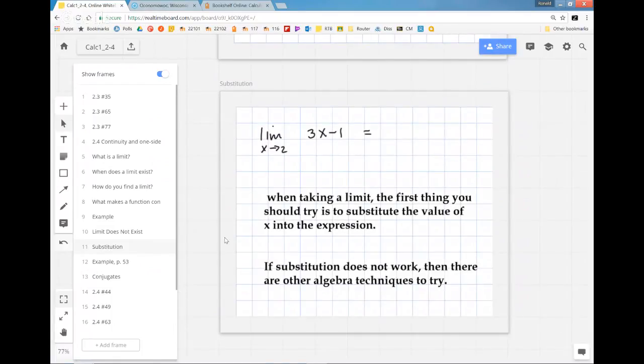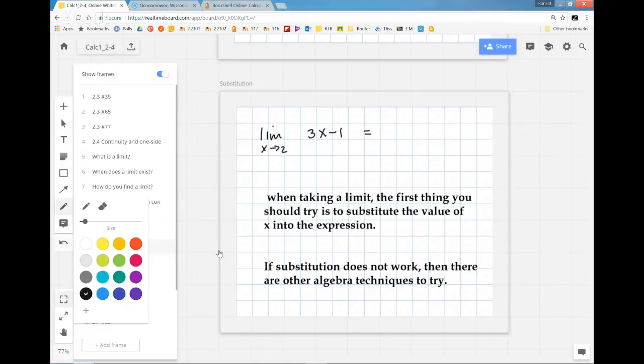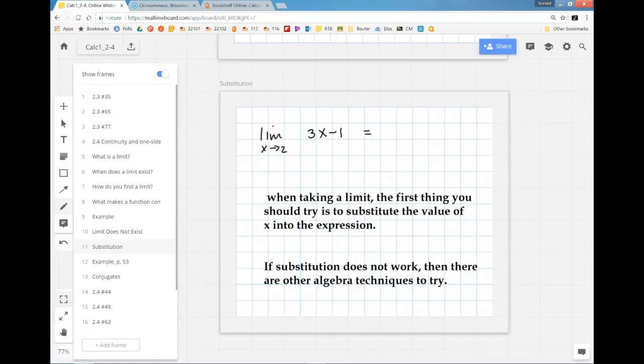So one more time, try substitution first. Can you do it? If so, rejoice. It works beautifully. Go ahead and do it. And here you can see it does. Can you plug in 2 to this? Yeah. And you can see that you're going to get 6 minus 1 or 5. So that's all there is to that one.